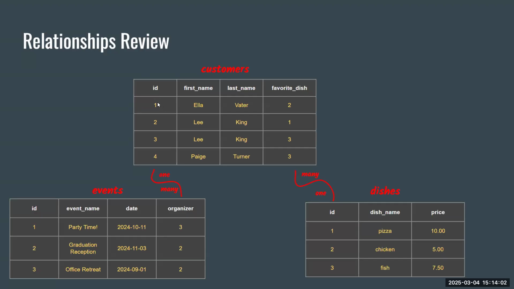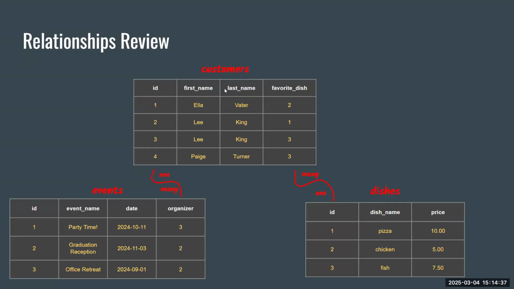So there is one customer that can organize many events. Likewise, there is one dish that can have many customers be the favorite of, right? Multiple customers can select their favorite dish from this table, right? So this is a one-to-many relationship. Dishes is on the one side and customers is on the many side.